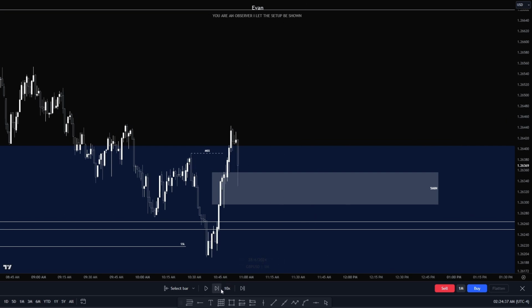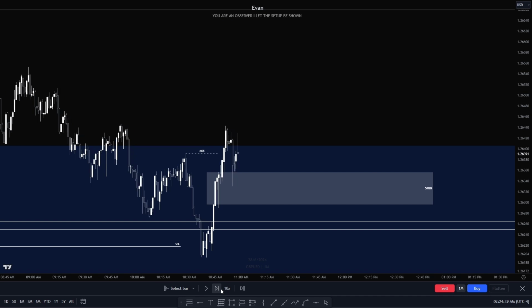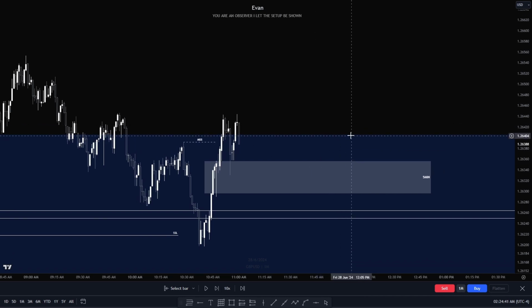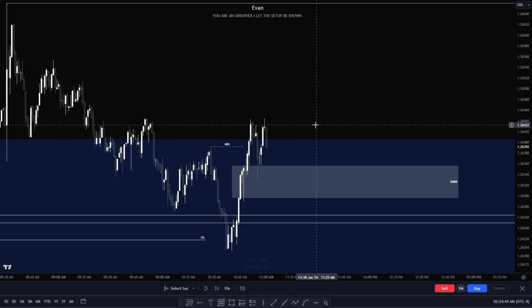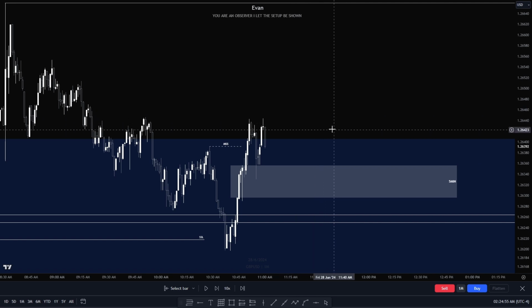We retrace back into the 5-minute. We put in a low. We retrace back up. Okay. This fair value gap would not be a good one to take. Why is that? Because if you follow your rules like you're supposed to, right?